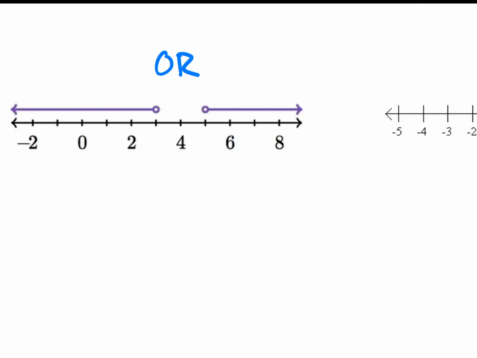Now when writing these, you just have to extract the information. I can see this dot is on 3, so I'm going to put a 3. It's an open dot, so I know we don't have any or equal to's.